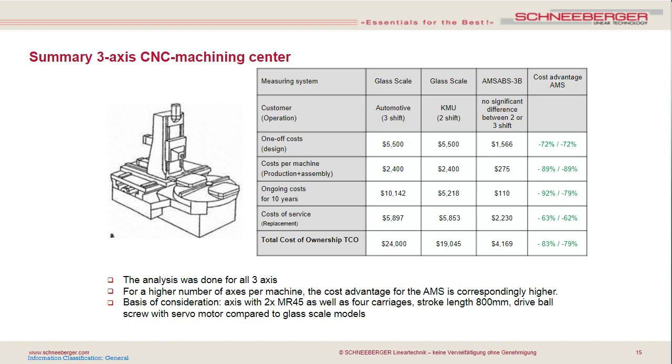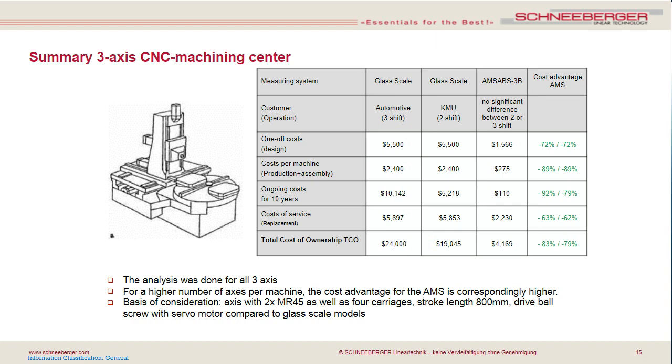Costs of service replacement. The advantage for AMS is 63% to 62%, depending on three shift or two shift. The real costs are with three shift $5,897, in two shift mode $5,853, and with AMS $2,230.